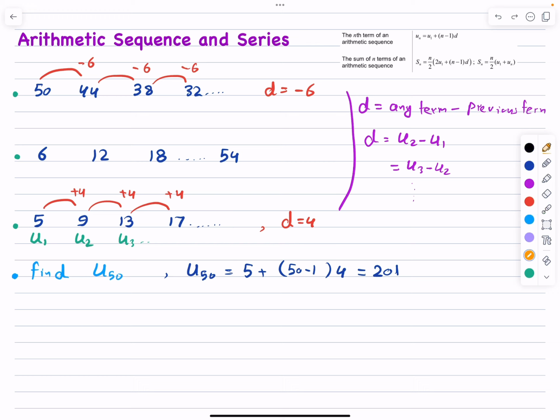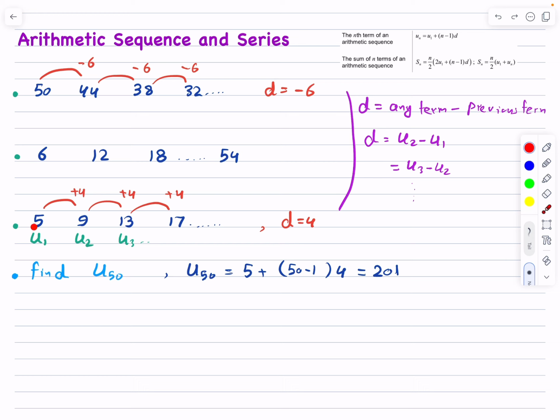Now, another question we might encounter in sequences is the arithmetic series, or the sum of n terms of an arithmetic sequence. So here we have a sequence, but when we add all the numbers one by one, like 5 plus 9 plus 13 plus 17 and so on, we would get what we call an arithmetic series.